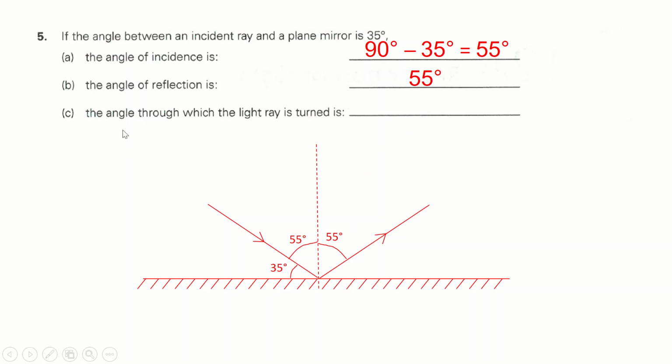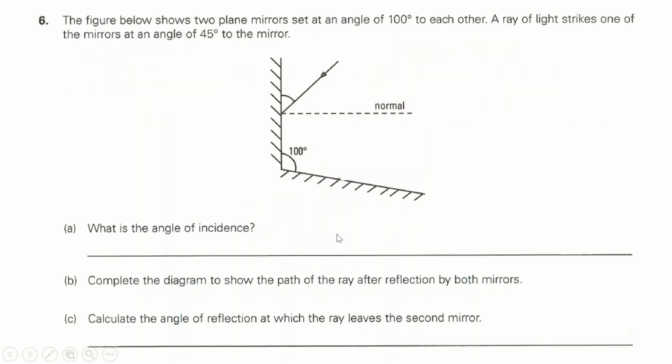And this is a question that we sometimes like to ask, which can be a bit confusing. What's the angle through which the light ray is turned? Okay, so the original incident ray you can see is over here. It turns here. So how does it turn? It actually turns by a total angle of how much? Over here, can you see? It turns 110 degrees.